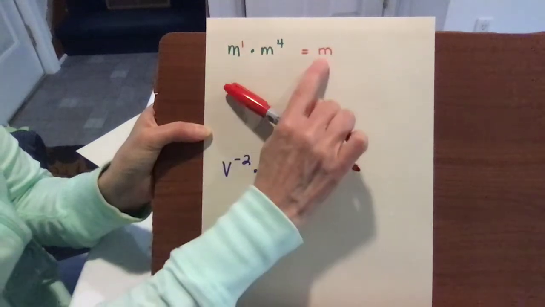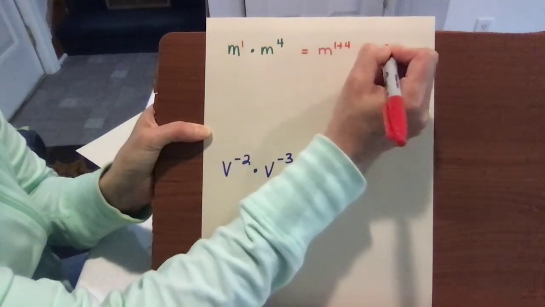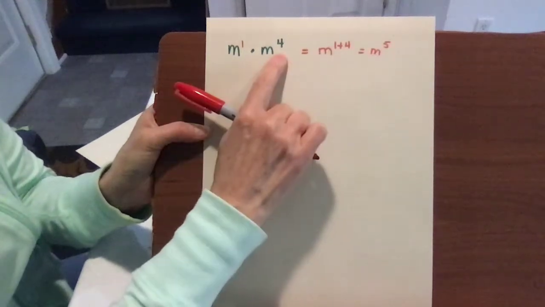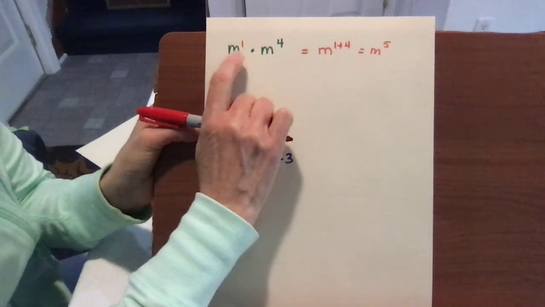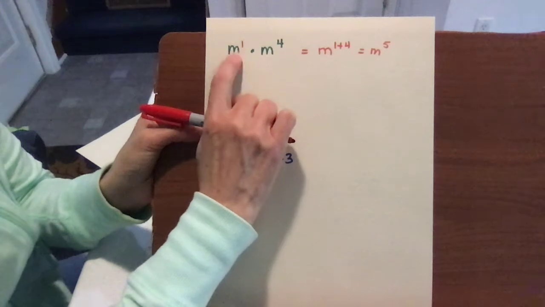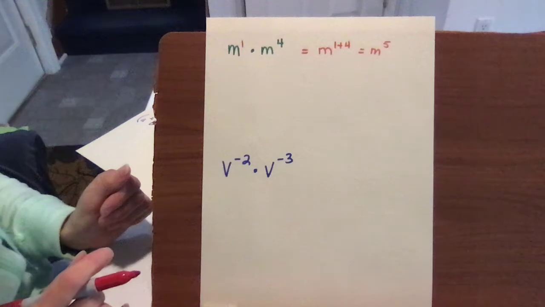Multiply like bases, we keep the base, add the exponents. Your exponent should be something different than 4 because we are multiplying by another variable. So make sure you keep in mind, if you wind up with the same answer as what you have in the problem, something's wrong here. All right, you've got to put that 1 power on the m.